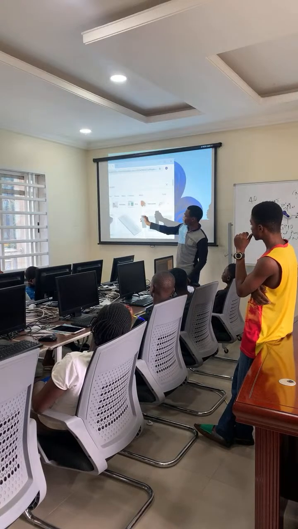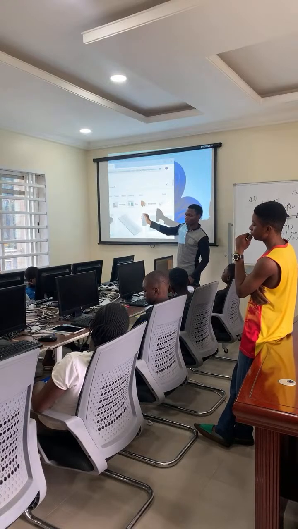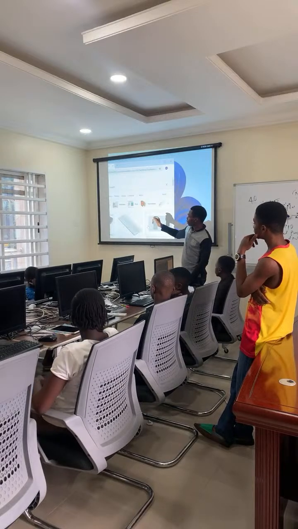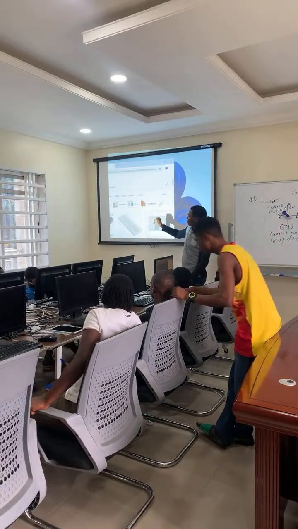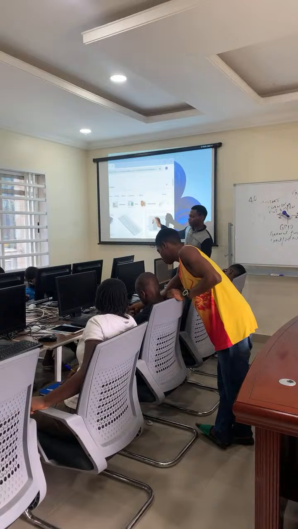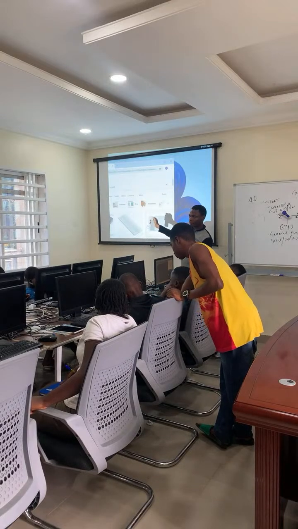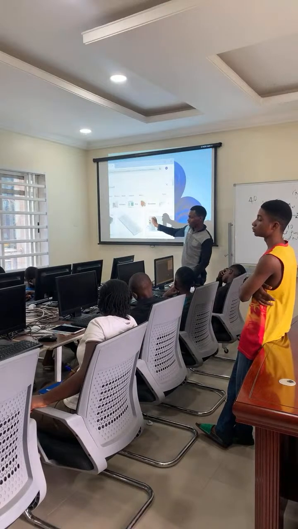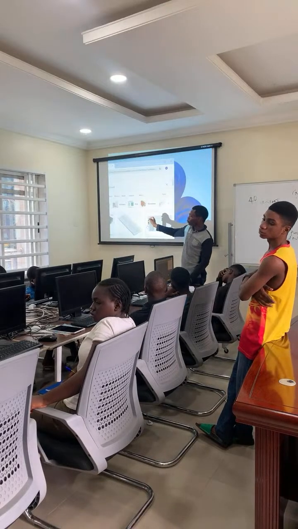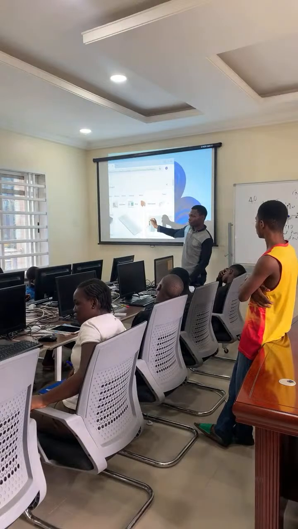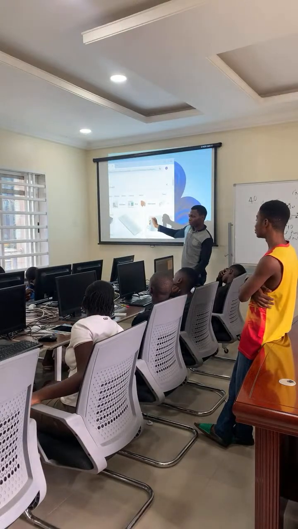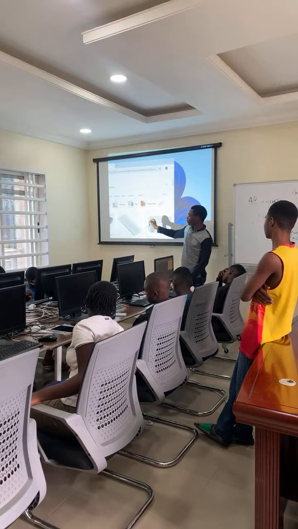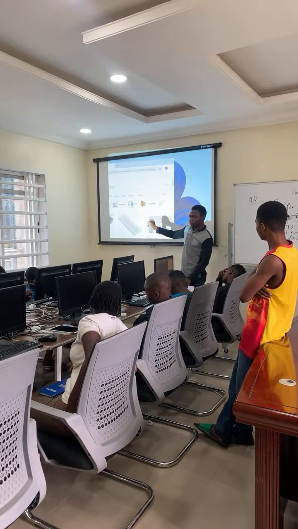How many pins are in the middle? Can anybody tell me? Aside this one by the side, how many pins are there? 5. There are 5 pins, right? Now, each of those 5 pins are connected. So these ones are connected horizontally. Are you okay? So these 5 pins are connected horizontally like this.